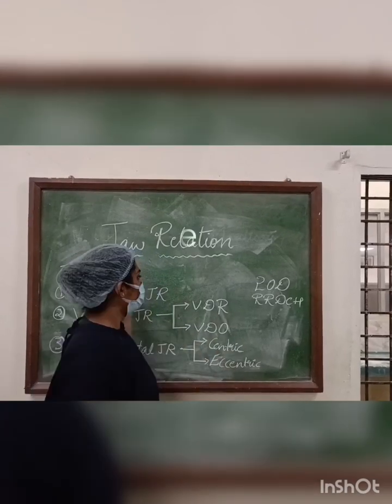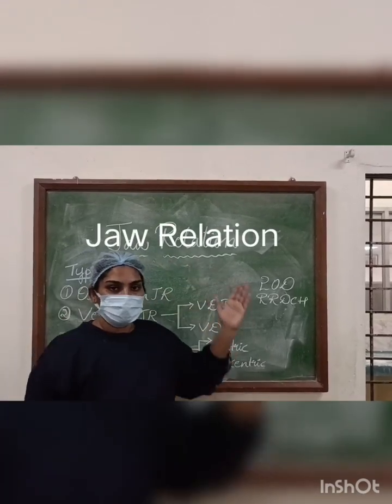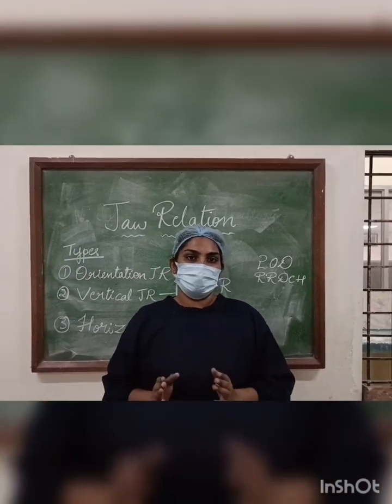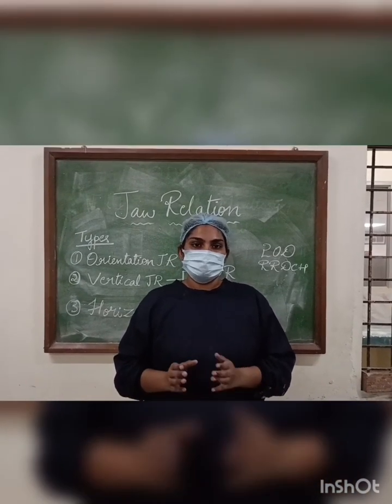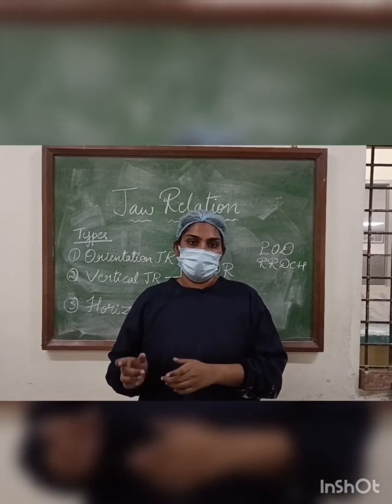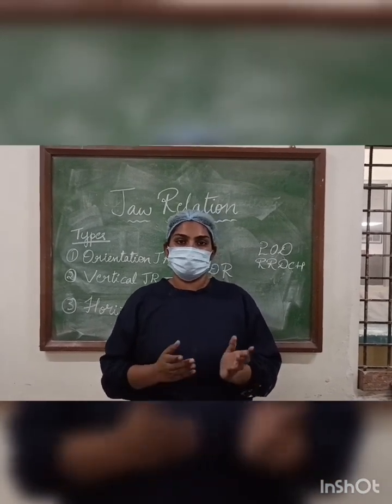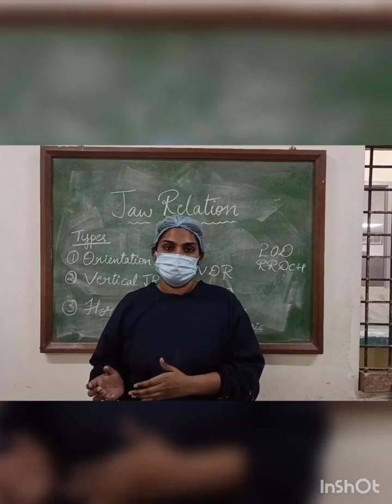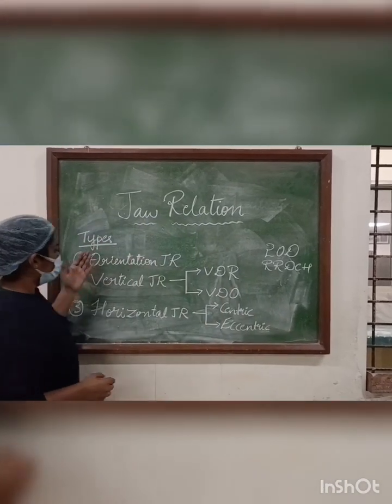Today we'll be discussing jaw relation. Jaw relation, also called maxillomandibular relation. Definition: it is a spatial relationship of the maxilla to the mandible, or any one of the infinite relationships of the mandible to the maxilla. Coming to the types, there are three types.